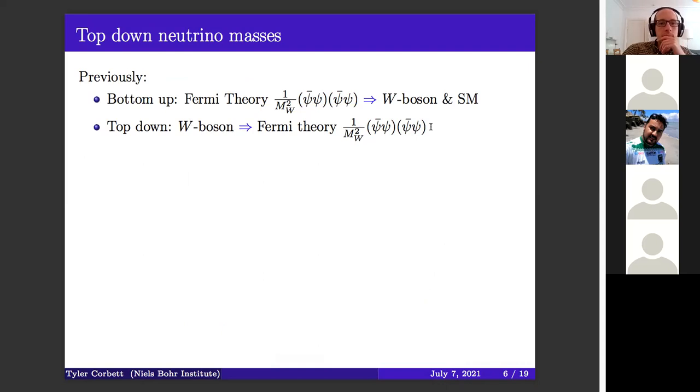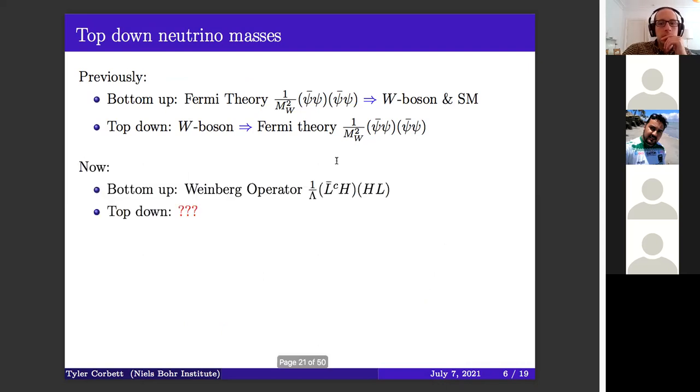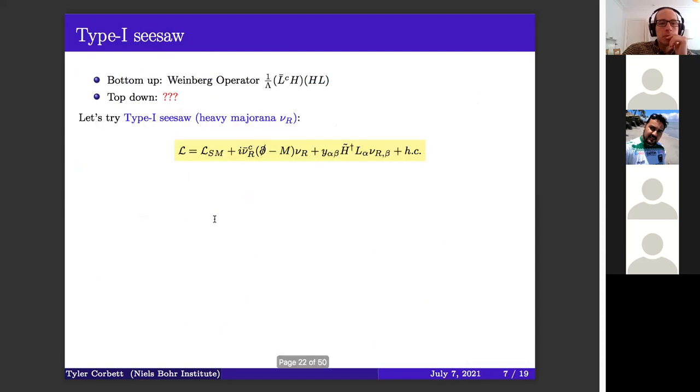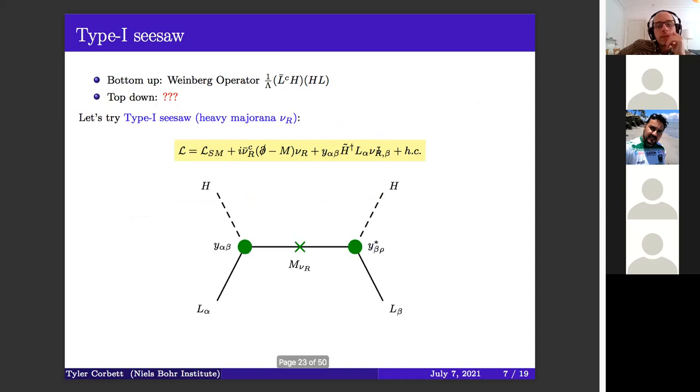So now what I want to talk about is how can we get Weinberg's operator from some sort of UV model. And the most obvious first thing to try is type 1 seesaw. So we introduce some heavy right-handed Majorana neutrino. You've got a kinetic term in the Lagrangian here, and you've got a Yukawa interaction between the leptonic doublet, the Higgs, and the right-handed neutrino. This gives rise to this diagram, which couples two Higgs doublets to two leptonic doublets.